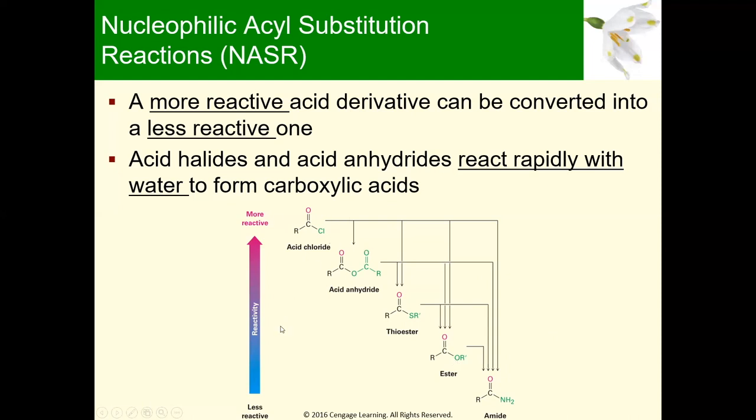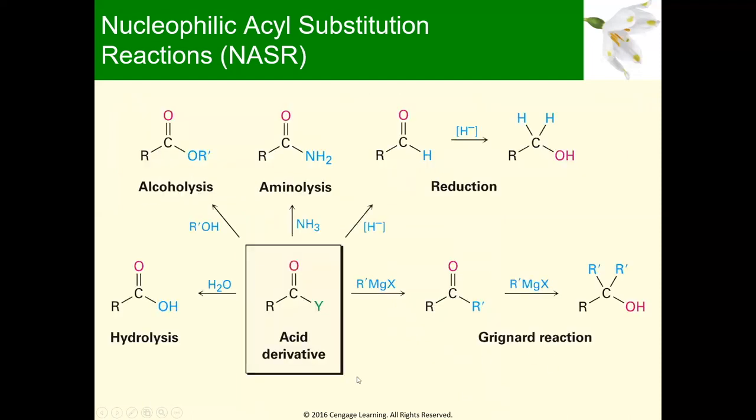So you get the idea that the more reactive the functional group, the easier it is to form a more stable or less reactive functional group. And that's really what we're going to see throughout the rest of this week, is how we start with things like acid chlorides or acid anhydrides, and we make these other functional groups like esters and amides. Okay, and that's what this chart really just kind of shows.